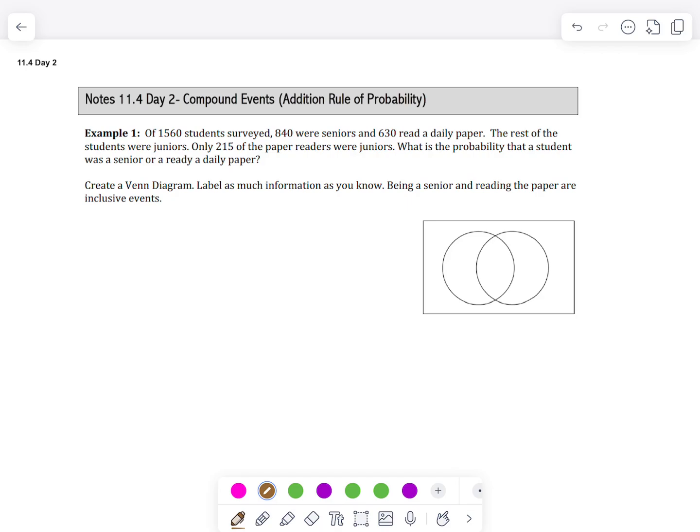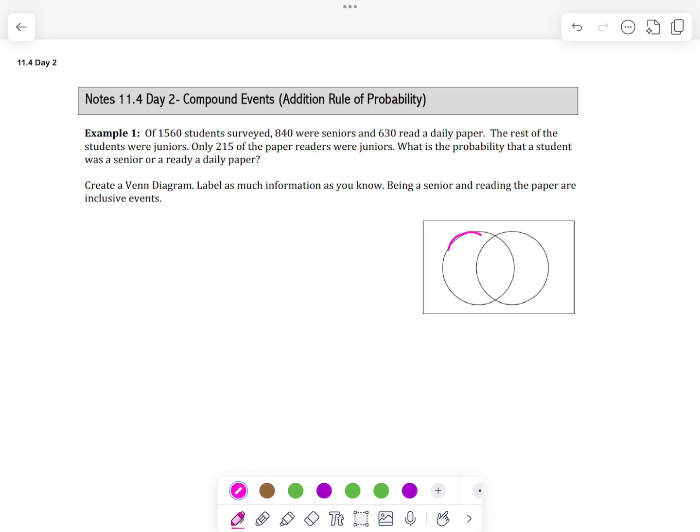All right, here's more problems with the addition rule of probability. Example 1. Out of 1,560 students that are surveyed, 840 are going to be seniors. 630 read a daily paper. The rest of the students that are surveyed are juniors. Only 215 of the paper readers were juniors. What is the probability that a student randomly selected is a senior or reads a paper?